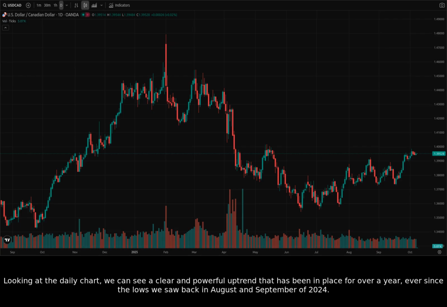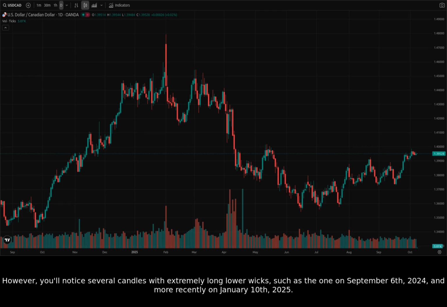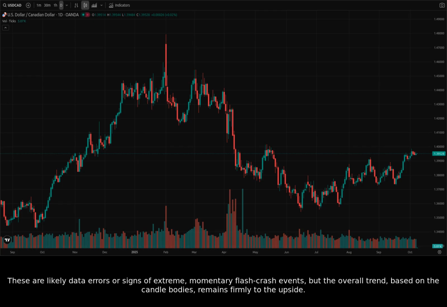Looking at the daily chart, we can see a clear and powerful uptrend that has been in place for over a year, ever since the lows we saw back in August and September of 2024. The pair has been consistently printing higher highs and higher lows, which is the definition of a bullish market structure. However, you'll notice several candles with extremely long lower wicks, such as the one on September 6, 2024, and more recently on January 10, 2025. These are likely data errors or signs of extreme, momentary flash crash events, but the overall trend, based on the candle bodies, remains firmly to the upside.